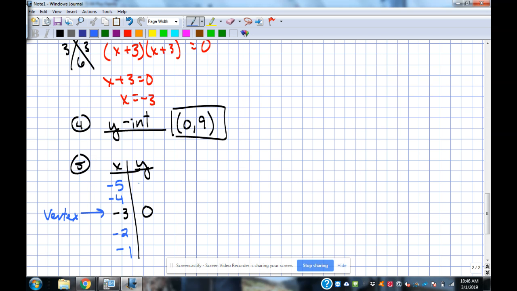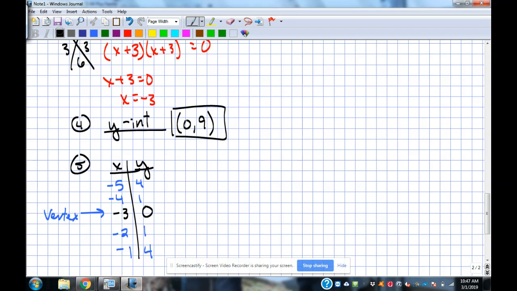So on my table, and then -2 was +1, and -1 was +4. What that creates is a nice graph of that parabola. That looks like a straight edge. So on the graph paper, this is what you would do.